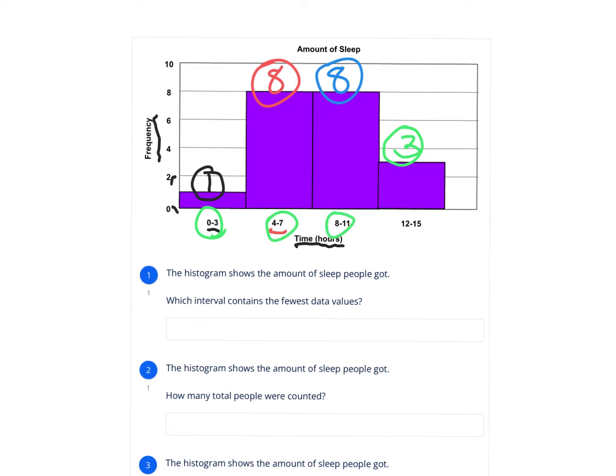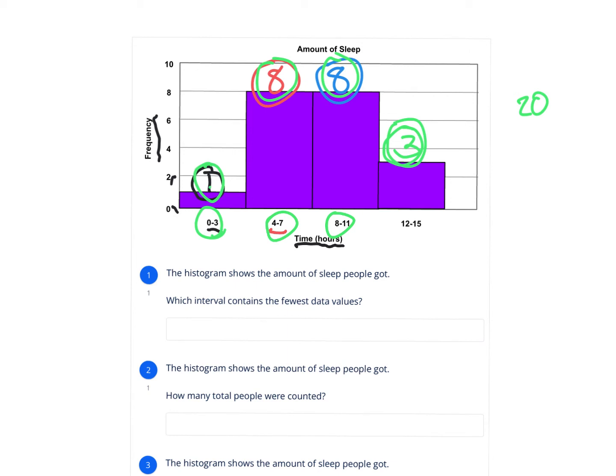Okay, now if I asked you how many total studies of sleep there were, then what I'm going to do is add up 1, 8, 8, and 3. And that would tell me how many total. So if I did that, 8 and 8 is 16, plus 3 is 19, plus 1 is 20. Okay, so if I want the total ever, I'm going to add up each of the columns.